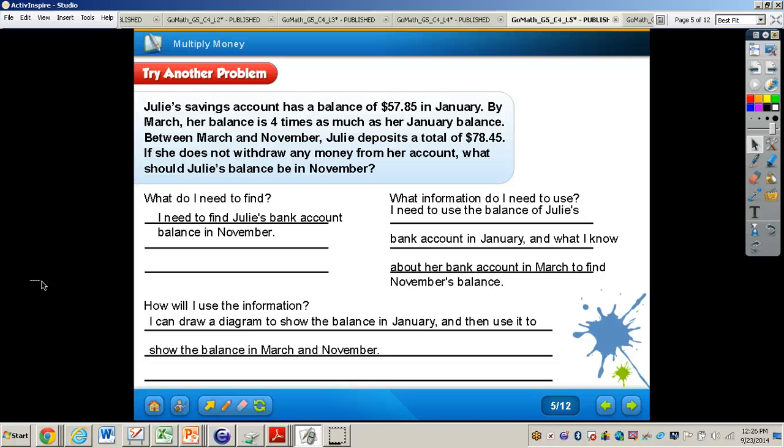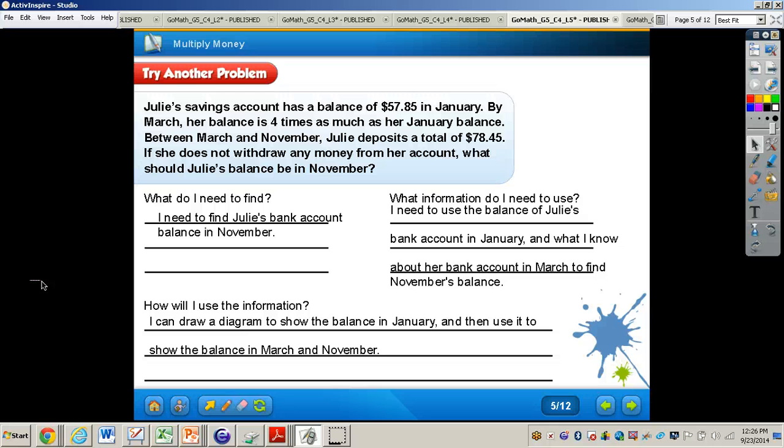Okay, let's look at that problem on page 178 of your Go Math book. It says Julie's savings account has a balance of $57.85 in January. By March, her balance is 4 times as much as her January balance. Between March and November, Julie deposits a total of $78.45. If she does not withdraw any money from her account, what should Julie's balance be in November?